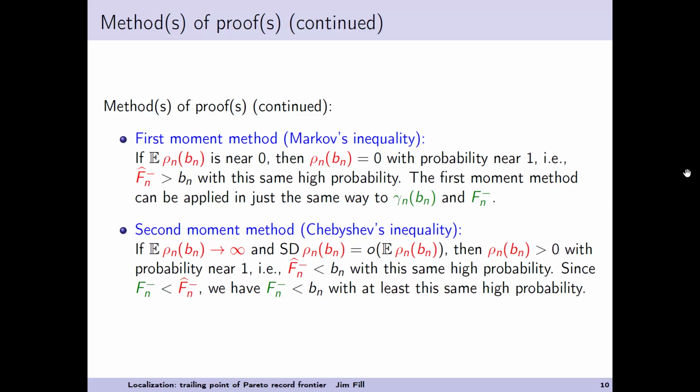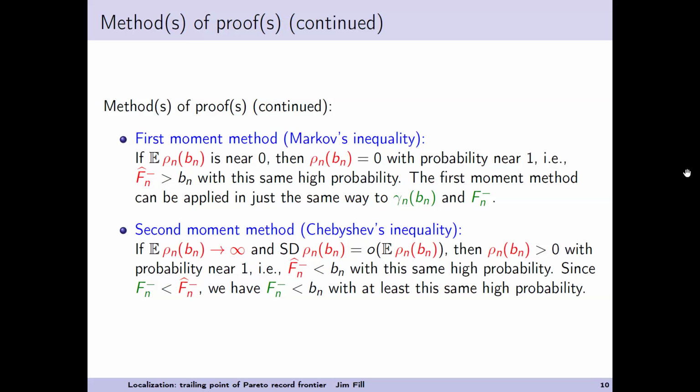The first moment method can be applied in just the same way to gamma n of Bn and Fn minus. And then the second moment method involves an application of Chebyshev's inequality. Very elementary ideas here, right? If the expected number of remaining records with sum of coordinates less than or equal to Bn is large, and the standard deviation is of relatively small size, then rho n of Bn will be positive with probability near 1. That is, F hat n minus will be less than Bn with the same high probability. And now here's how we use F hat n minus as a surrogate for Fn minus.